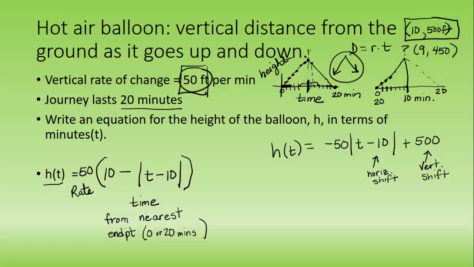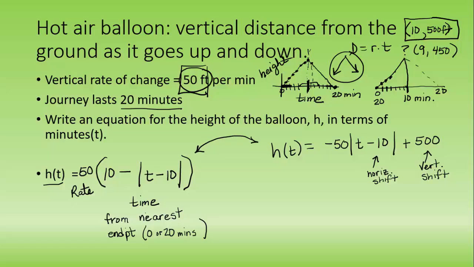And that's our equation using the vertex and the rate and the parent graph that normally goes up, but this one goes down, so we put a negative out in front. Now compare that to the other equation we got. They look really different, don't they?